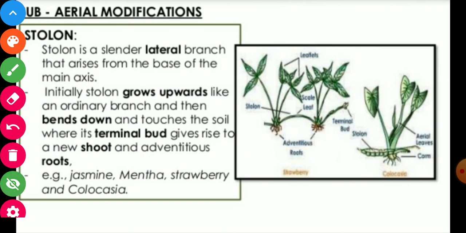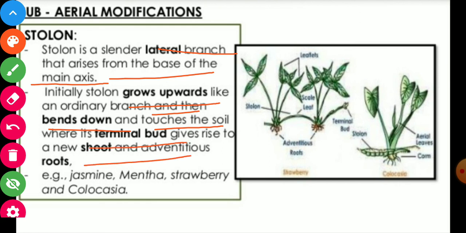Stolon. Stolon is a cylindrical lateral branch that arises from the base of the main axis. Initially, the stolon grows upward like an ordinary branch and then bends down and touches the soil, where its terminal bud gives rise to a new shoot with adventitious roots, like jasmine, mentha, strawberry and colocasia. They are having stolons.